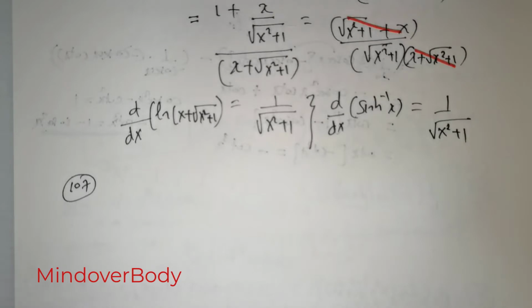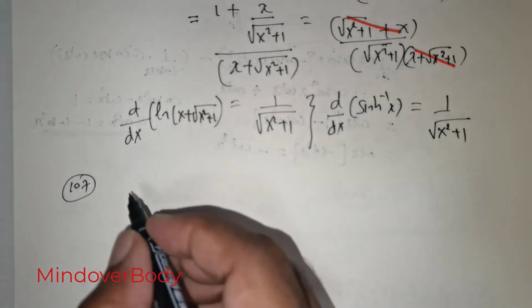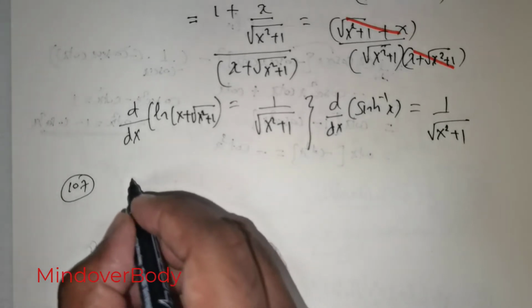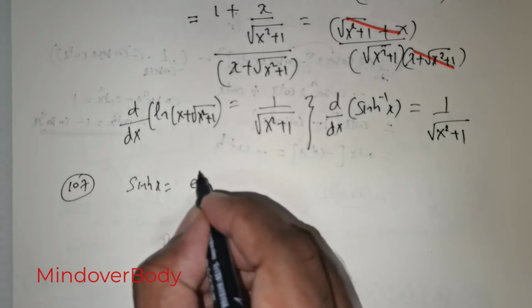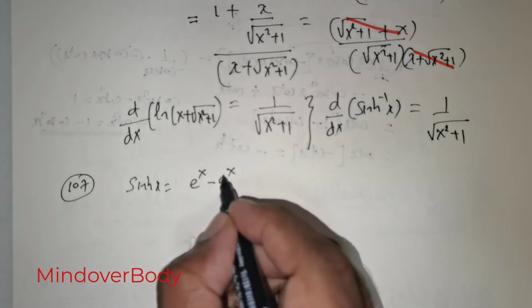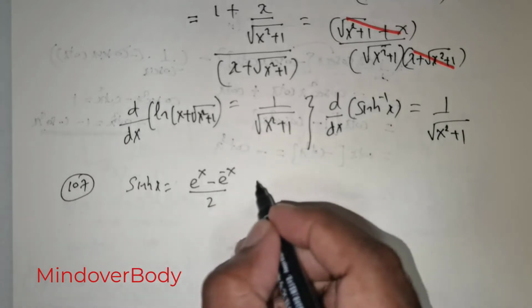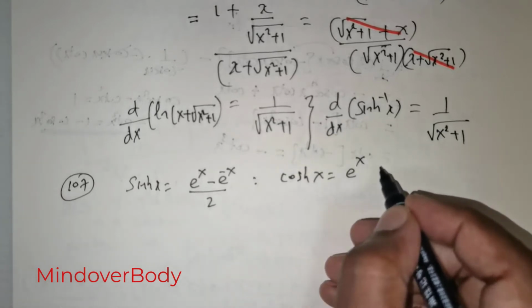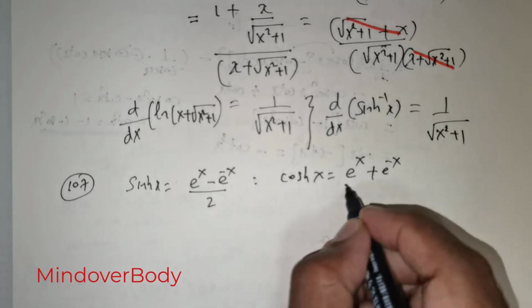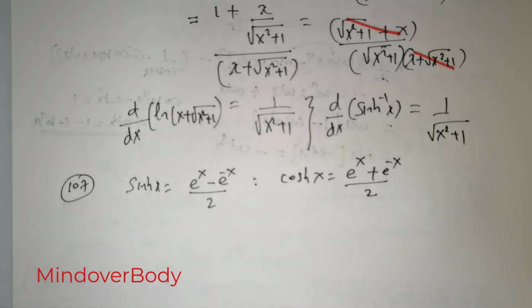Before we could go further into differentiating inverse hyperbolic function, we will have to know a few things about hyperbolic differentiation. Now, sin x is given as e raised to the power of x negative e raised to the power of negative x divided by 2. This is sin. And cos x is given as e raised to the power of x positive e raised to the power of negative x divided by 2. So these two results are very vital, and it's very critical that we understand this first.